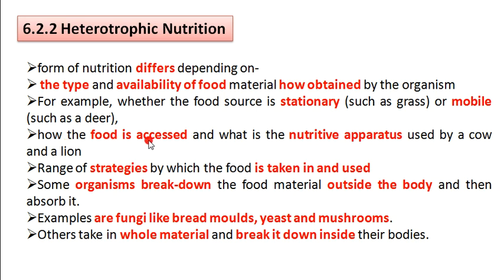Now, how is the food accessed, and what is the nutritive apparatus used by a cow and a lion? This is another example. A cow is a vegetarian animal and a lion is a non-vegetarian animal. It means a cow will eat grass, but a lion will eat deer. Like that, herbivorous and carnivorous are the correct words for this phenomenon. There is a range of strategies by which the food is taken in and used.